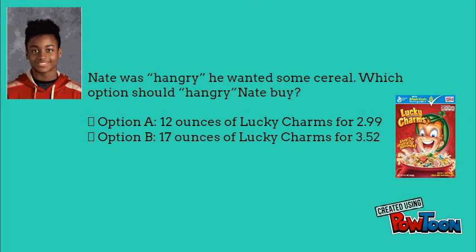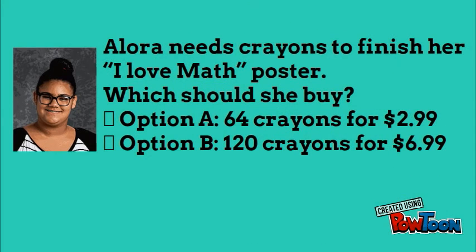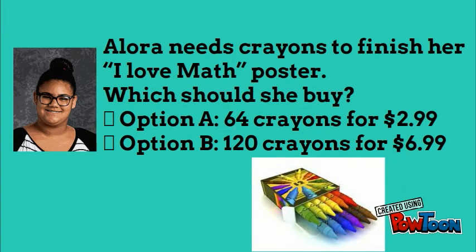Nate was hangry. He wanted some cereal. Which option should hangry Nate buy? Option A, 12 ounces of Lucky Charms for $2.99, or option B, 17 ounces of Lucky Charms for $3.52. Alora needs crayons to finish her I Love Math poster. Which should she buy? Option A, 64 crayons for $2.99, or option B, 120 crayons for $6.99.